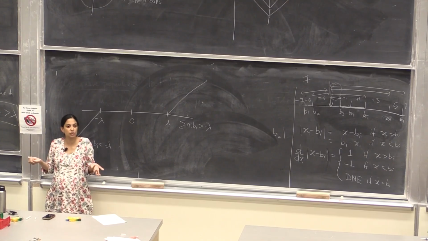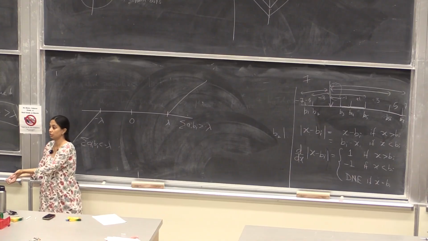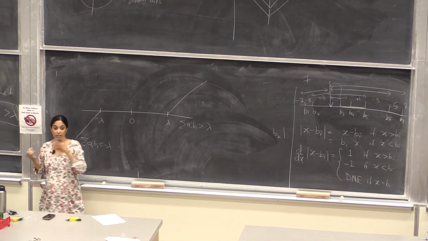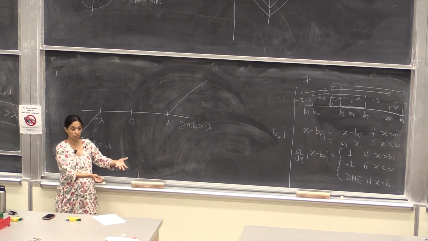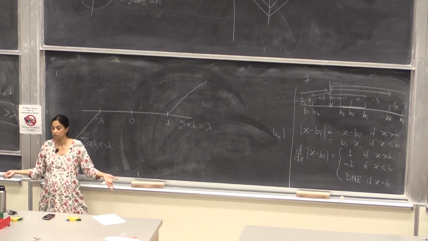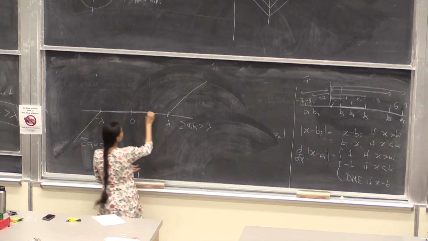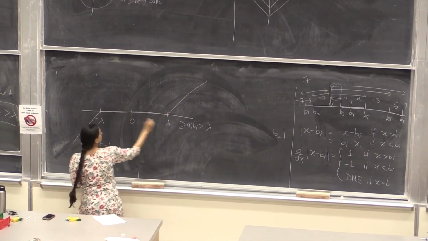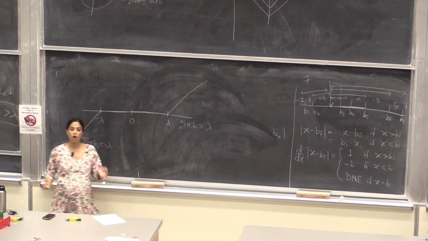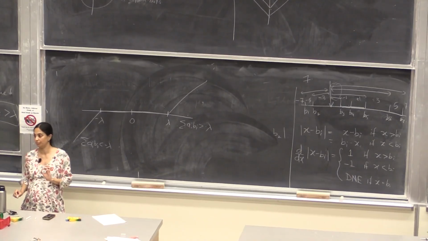X equal to 0 is the only choice left, right? Because x cannot be greater than 0. X cannot be less than 0. So what must x be? X must be 0, right? And so this is what your solution for x will look like. Okay? What happens when lambda is exactly equal to 0?